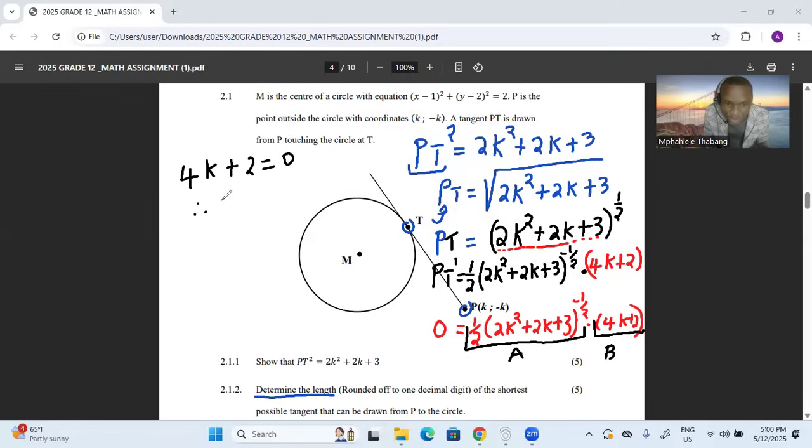Therefore, 4k equals negative 2 and k equals negative 1 over 2. So the length of PT is at its minimum. The length of PT is the shortest distance if the value of k is negative 1 over 2. But I applied some high mathematical concept, varsity level.